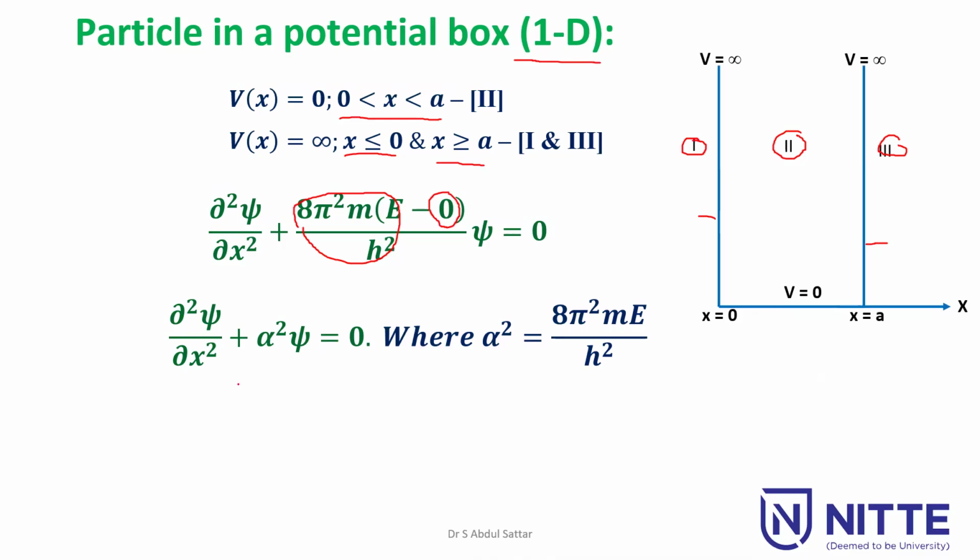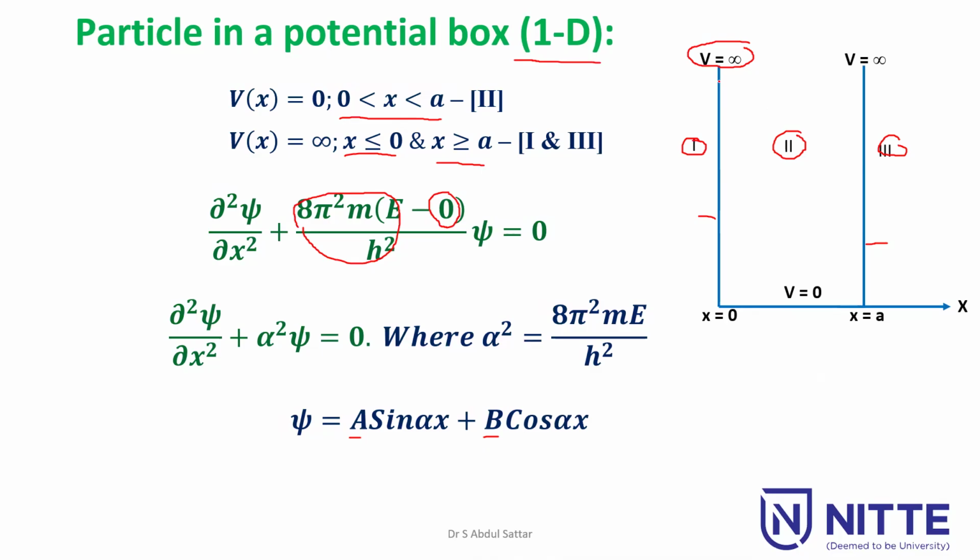By solving this equation, we can get the solution. The solution of this equation can be written as psi equal to A sin alpha x plus B cos alpha x. Here A and B are arbitrary constants. To get these constant values, you have to apply the boundary conditions. What are the boundaries here? One boundary is at x equal to 0. At x equal to 0, the potential is infinity. So the potential being infinity means there is no chance to get the particle here.